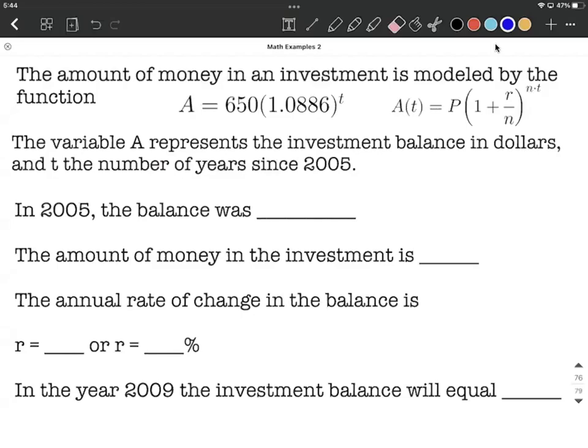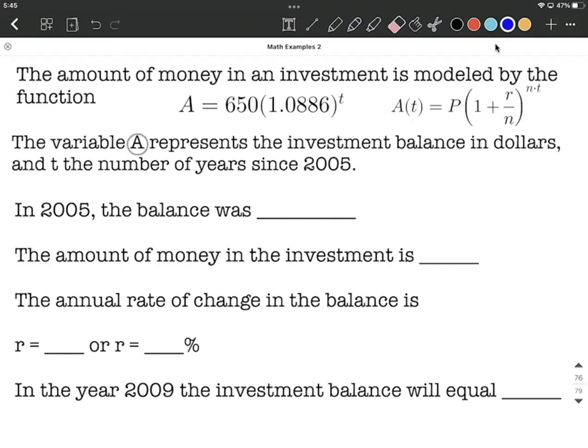Okay, we've been given the amount of money in an investment modeled by this function. A is going to equal 650 times 1.0886 raised to the t power. Now I've also included the compound interest formula over on the right hand side because this is a formula most of us are comfortable with or have seen somewhere along the way, and we're going to line up some of the components between the one that's given and the general compound interest formula.